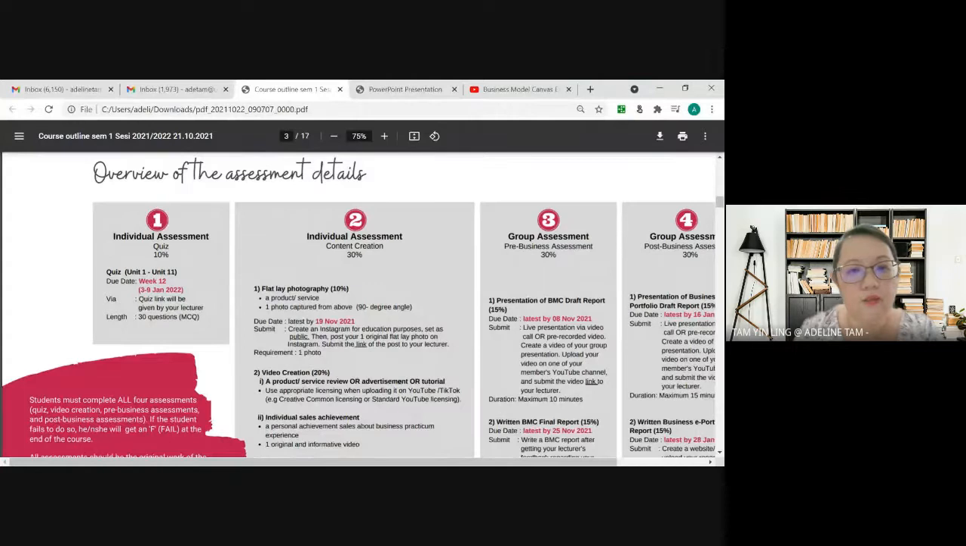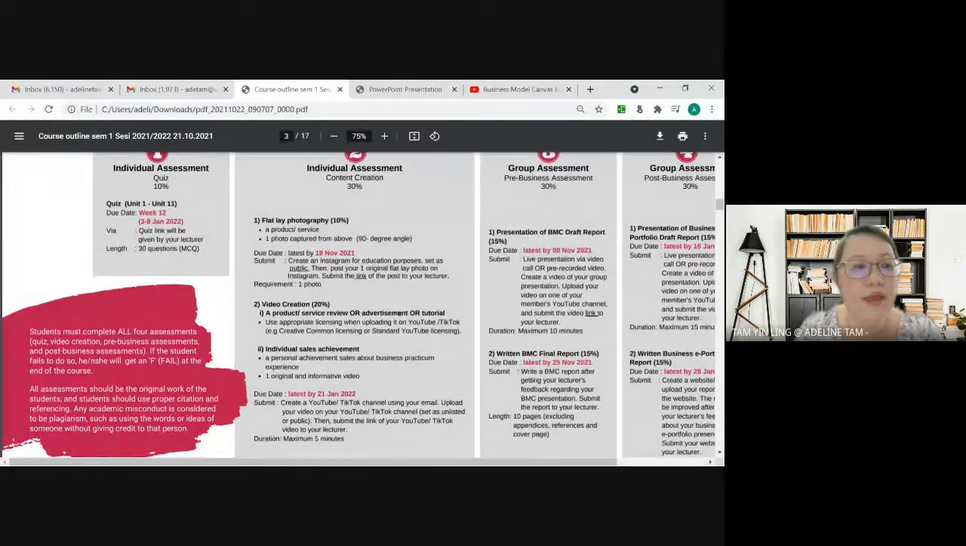So the second individual assignment is actually a photo and a video. A photo 10% and a video 20%. For this photo, you can tag any product or service, and you capture a photo of the product or service from a 90 degree angle. In other words, you put the product on the table and you capture it from the top. You have to do it early. Submit by week six, I think 19 November 2021, week 6.